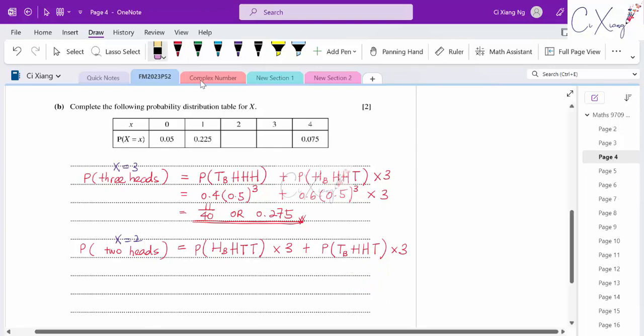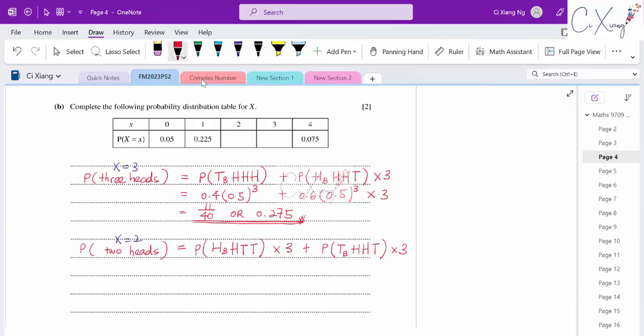Okay, so for me, I think these are the only outcomes that we will get, the 2 heads here. Once we have shown all the outcomes, we try to put in all the probabilities. To get the head in the biased coin, it will be 0.6. And then the remaining you should know already, 0.5 for all the fair coins. So I'm having 0.5 power 3, then multiply with 3.